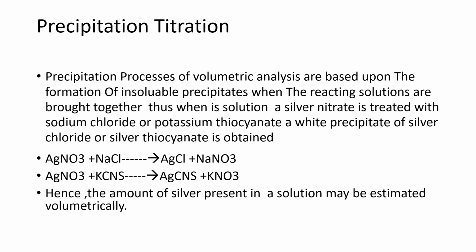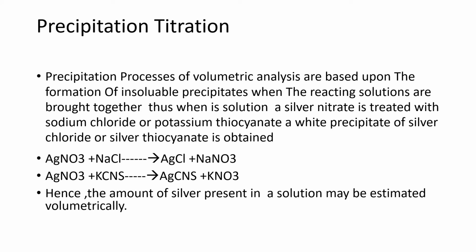Precipitation processes of volumetric analysis are based upon the formation of insoluble precipitates when the reacting solutions are brought together. Thus, when a solution of silver nitrate is treated with sodium chloride or potassium thiocyanate, a white precipitate of silver chloride or silver thiocyanate is obtained.